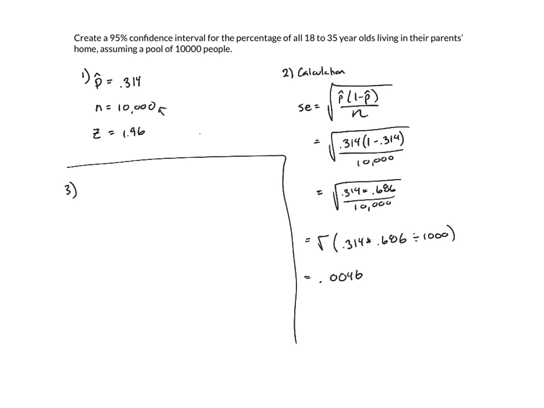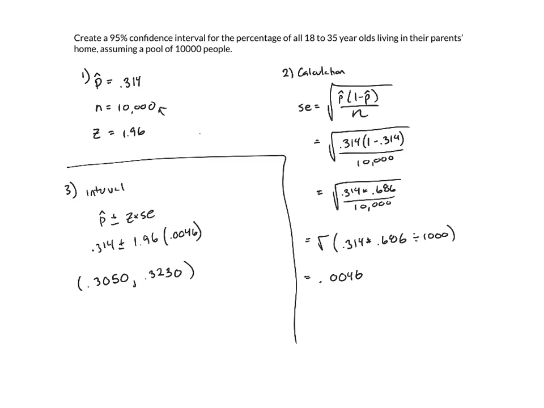This is step 3. When I put my interval together, I'm going to take p hat, my point estimate, plus or minus z times SE. That is, I'll take 0.314 plus or minus 1.96 times that 0.0046. I use 4 decimal places because I'm dealing with proportions. When I do this, my lower value is going to be 0.3050 after I've rounded it, and my upper value will be 0.3230 once I've rounded it.